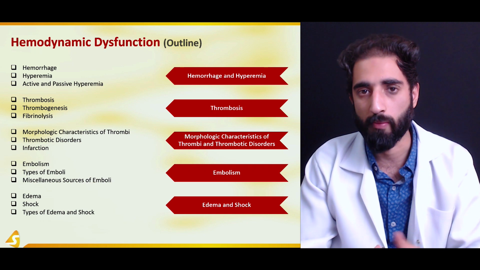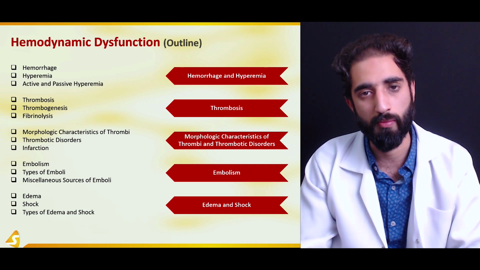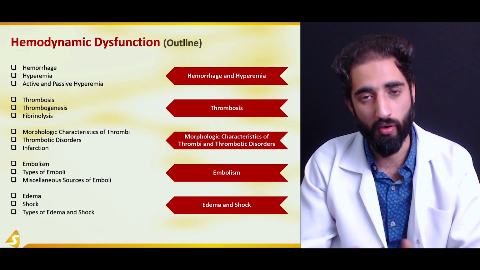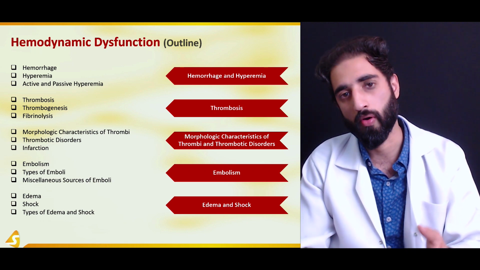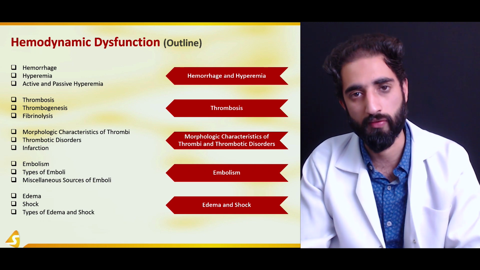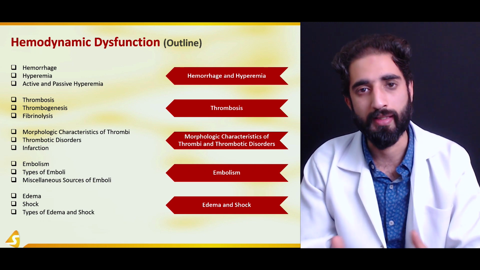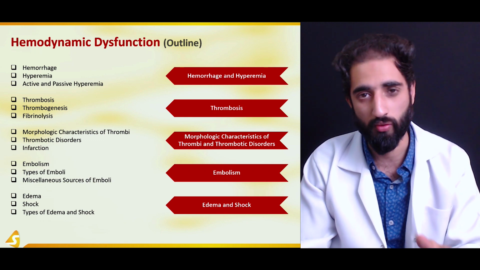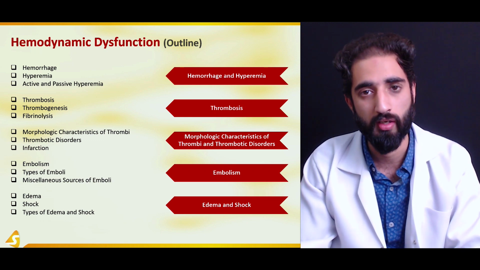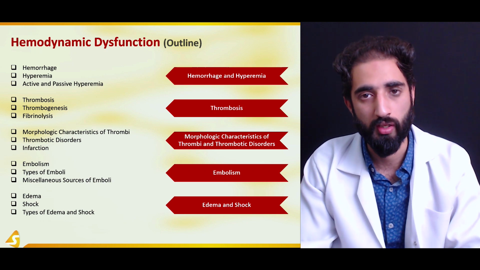Followed by that, we're going to talk about embolism, in which we are going to talk about what embolism is and what the different types of emboli are. We're also going to talk about the miscellaneous sources of emboli formation. At the end of this lecture, we are going to talk about edema and shock, and we're also going to talk about the different types of edema and the different types of shocks as well.